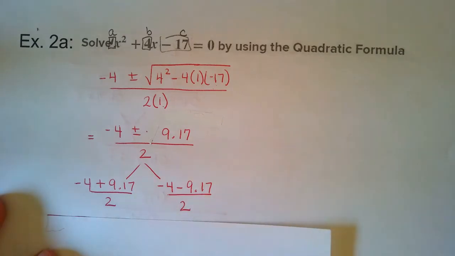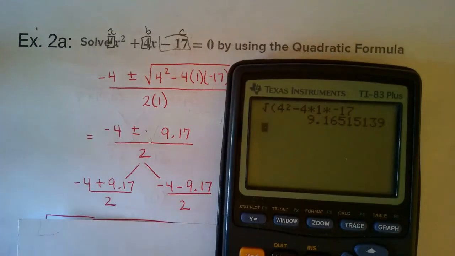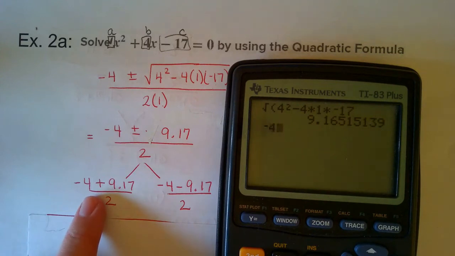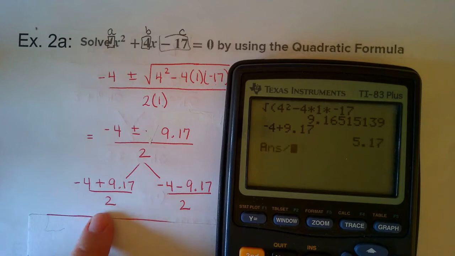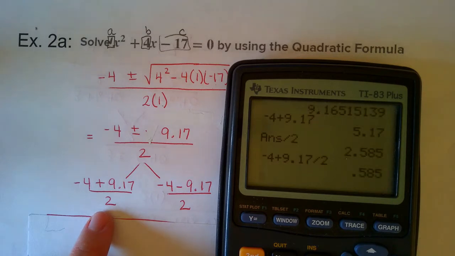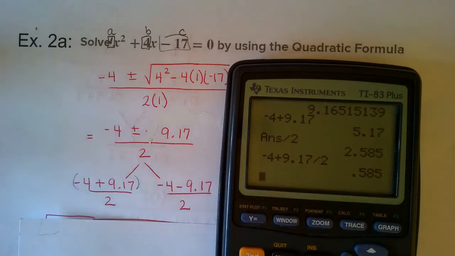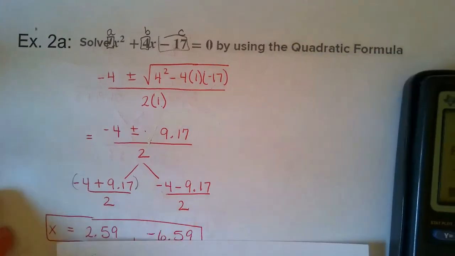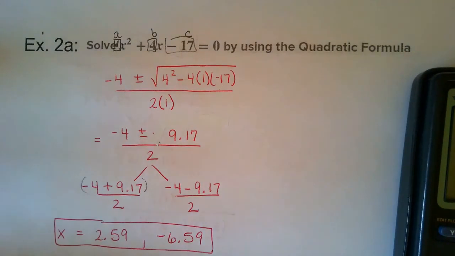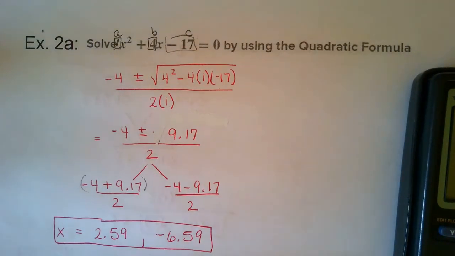Now, when you type this in your calculator, do not type it in as one big string. Make sure you do negative 4 plus 9.17 and then hit enter before you divide by 2. Because if I do negative 4 plus 9.17 divided by 2, that will not be the correct answer. If you type it in as one big string, parentheses have to be around the top before you can do it. But an easy fix is just hit enter and then divide by 2. So once you type both of those in, you should be getting these 2 answers, 2.59 and negative 6.59.